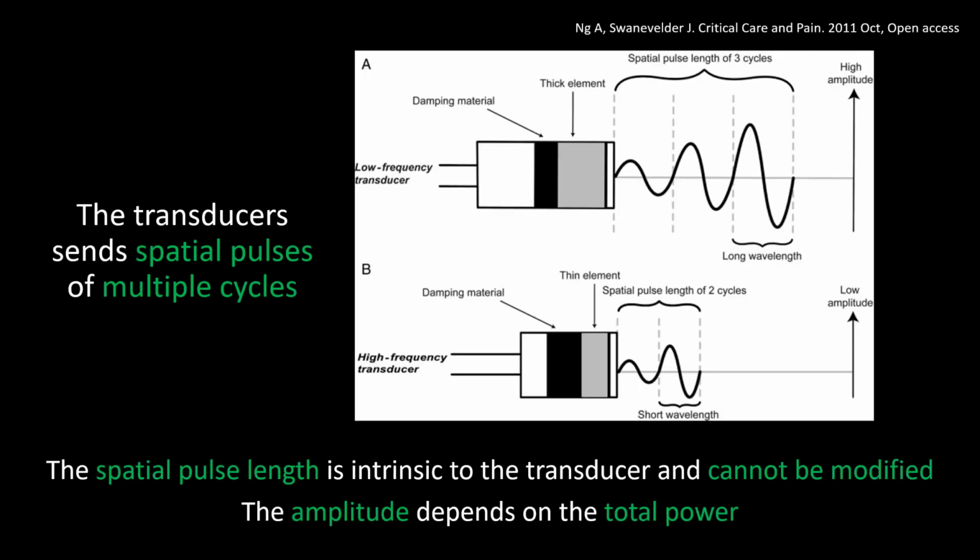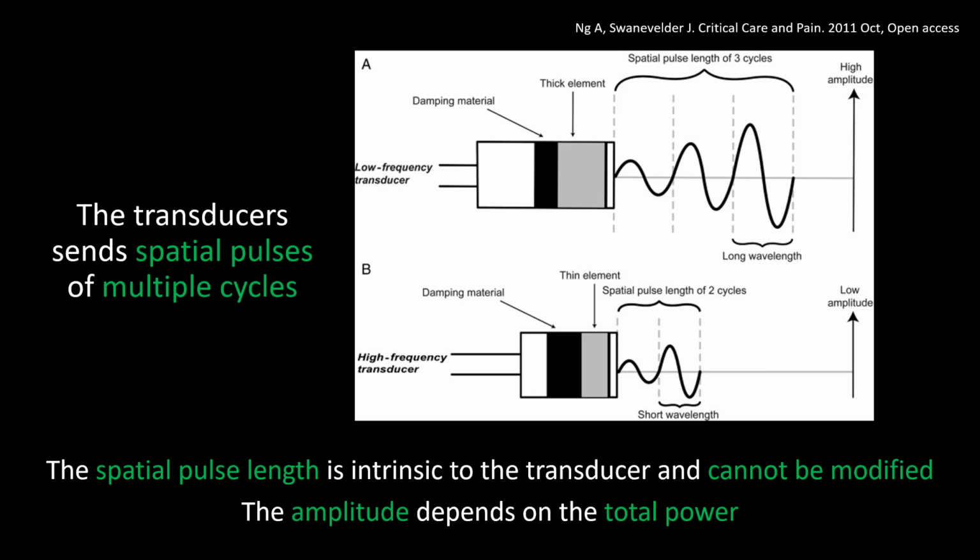The transducer sends small packets of wavelengths organized in cycles. Multiple cycles are sent and are called spatial pulses. The spatial pulse is a defining unit of energy that will interact with tissues and produce specular or non-specular reflection. The number of cycles is intrinsic to the transducer and is fixed, while the frequency has some variation depending on the probe.